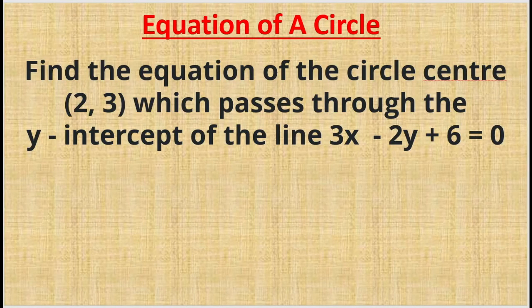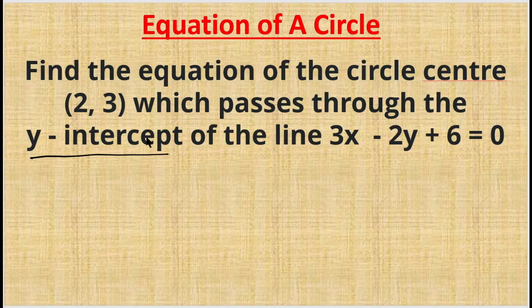Today we have this question on equation of a circle. It says we should find the equation of the circle centered at 2, 3, which passes through the y-intercept of the line 3x minus 2y plus 6 is equal to 0.